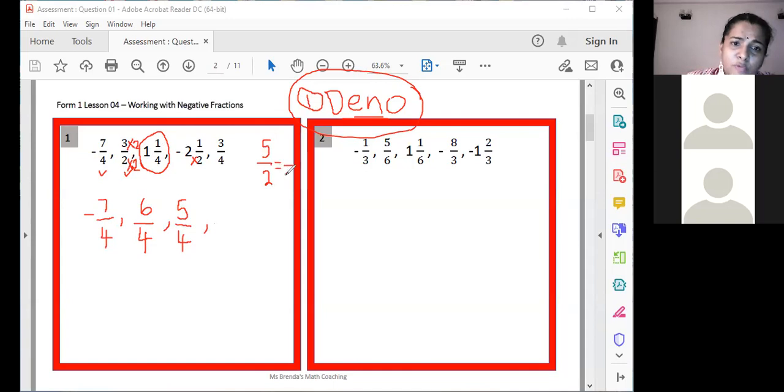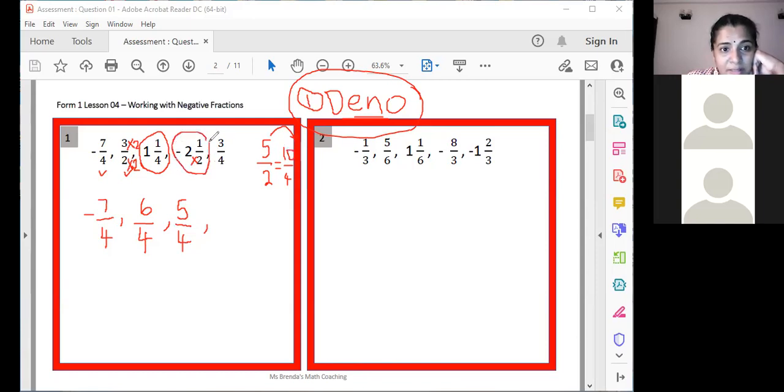Change this to become over 4. Can somebody tell me in the chat? What will 5/2 become? Put in the chat. Why do we times 2? Tristan, only if I times 2, I will get 4 as my denominator. Do you understand? Yes, that's right. So you will get 10/4.